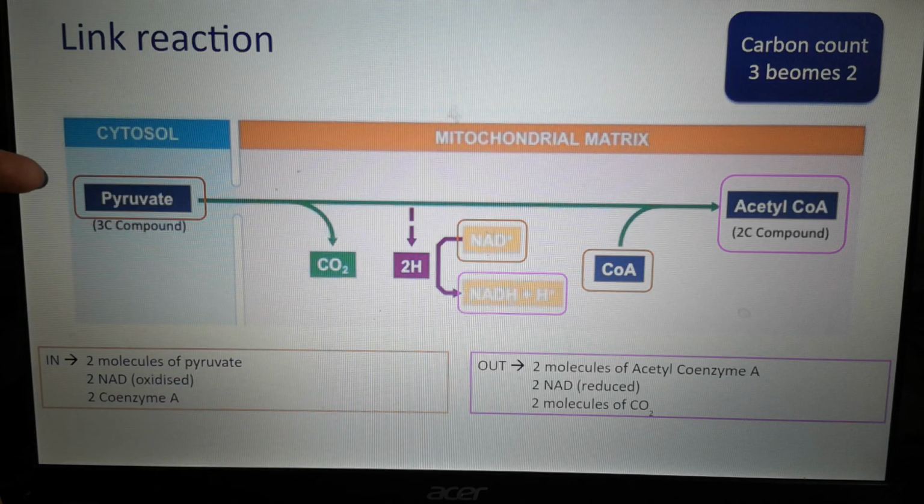Okay, so this is one run through the Krebs cycle. Sorry, not through the Krebs cycle, one run through the link reaction, but this will happen twice for every molecule of glucose that has entered respiration.